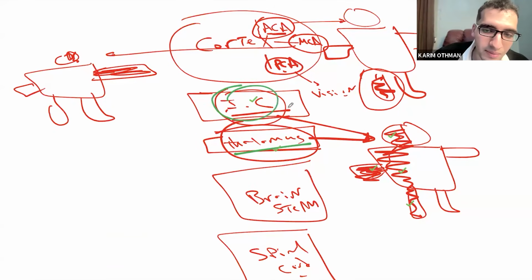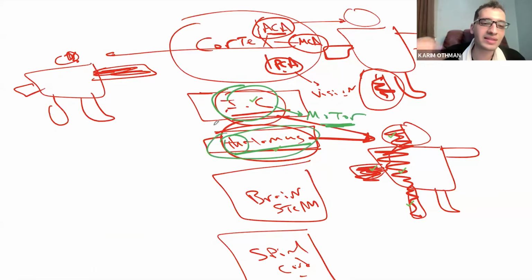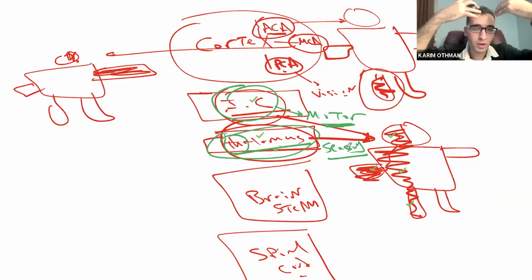An internal capsule problem will usually cause motor weakness. Okay? An internal capsule problem will usually cause motor weakness. Thalamus, that's how I remember it, will usually cause sensory affection. So if you get sensory loss of one half of the body, that would be the thalamus itself. If you get motor loss of one half of the body, that would be the internal capsule itself.